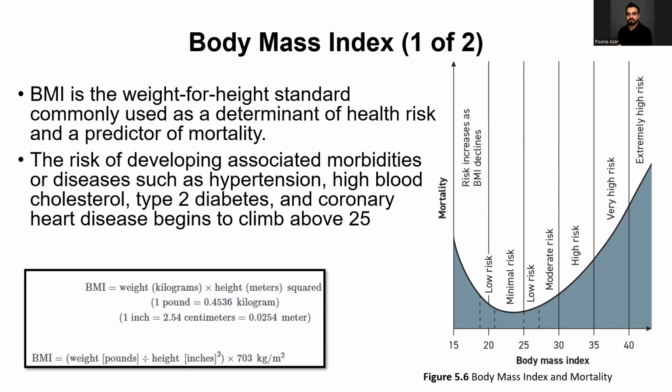Body mass index is one of the anthropometric measurements. You know the formula for body mass index. It is body weight in kilograms divided by height in meters squared. And if we have body weight in pounds and height in inches, we need to divide body weight by height squared and then multiply that by 703. We can calculate BMI.